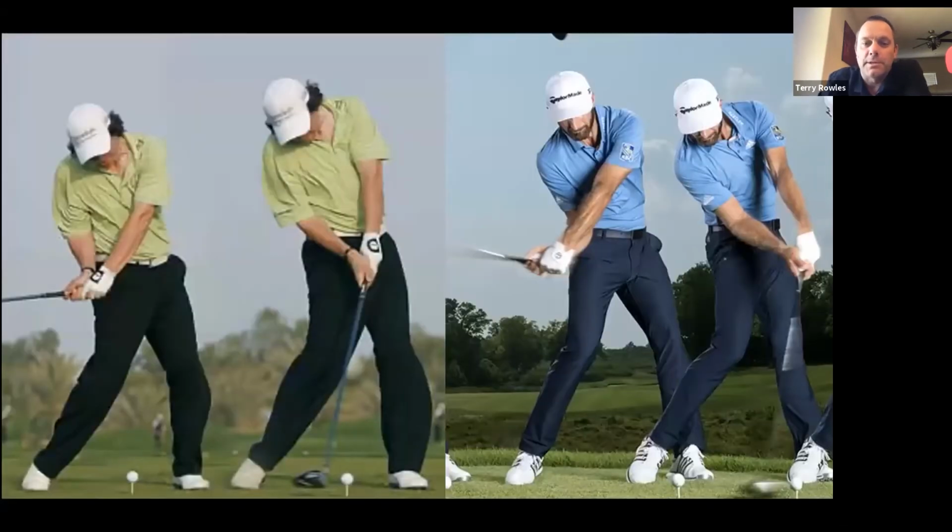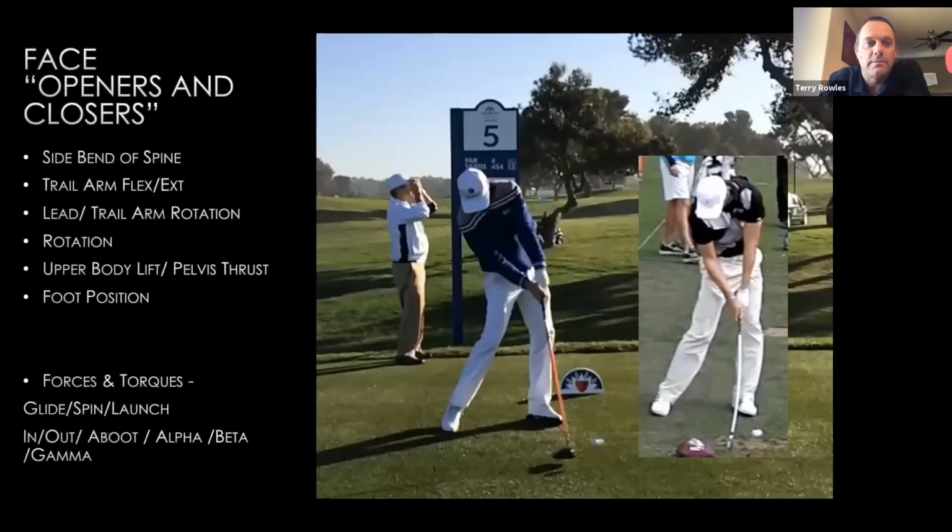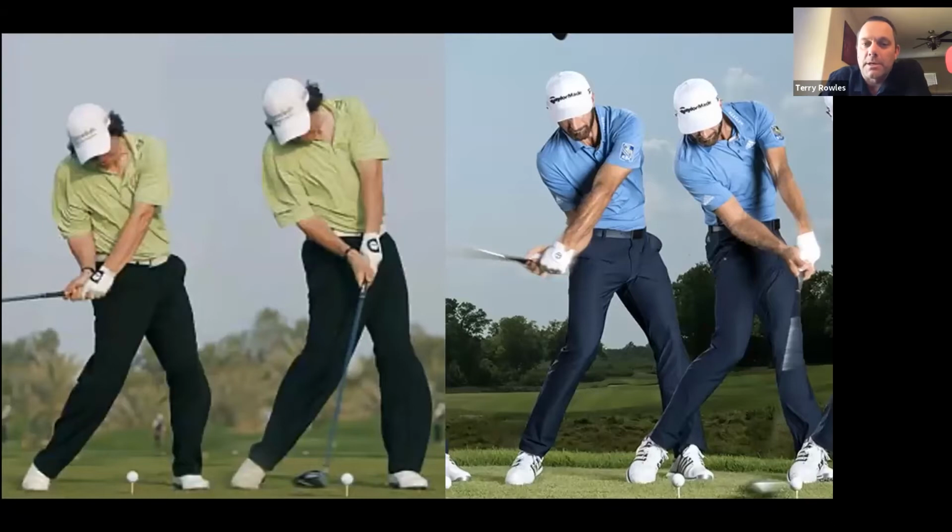So you can see a modern day example here. Take note of the position of the trail elbow. We're going to come on and talk about that. So you see how Rory's elbow is behind his hip and his trail arm is extending, whereas Dustin Johnson's trail arm is in front of his hip and basically delaying when it's happening. So the way to think about it is the trail arm has a relationship to the club face, just the same way as the grip does.